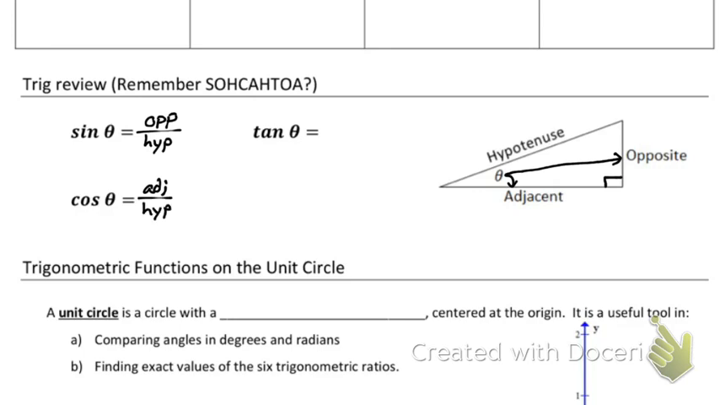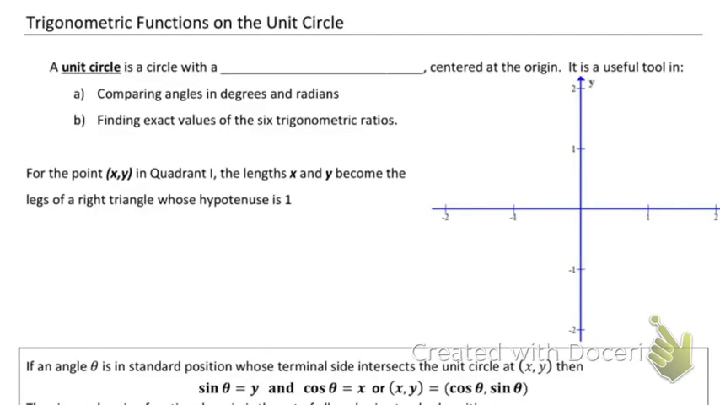And finally, tangent. Don't worry about tangent. We're just doing sine and cosine today, but tangent would be opposite over adjacent. But we could forget that tangent exists for a few lessons. We're just focusing on sine and cosine. Now, let's skip that for right now. Let's move on to trig functions on the unit circle.